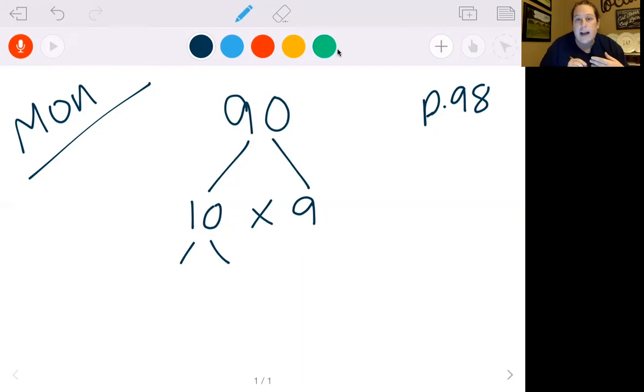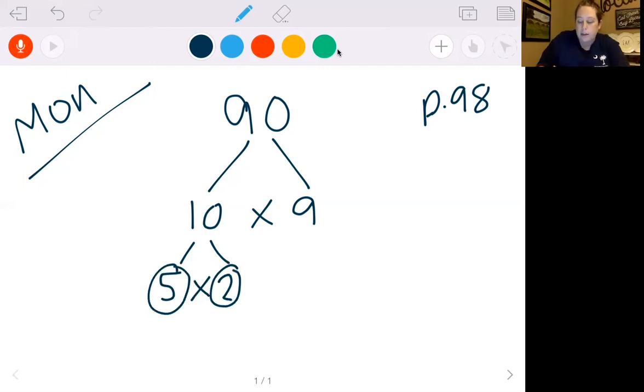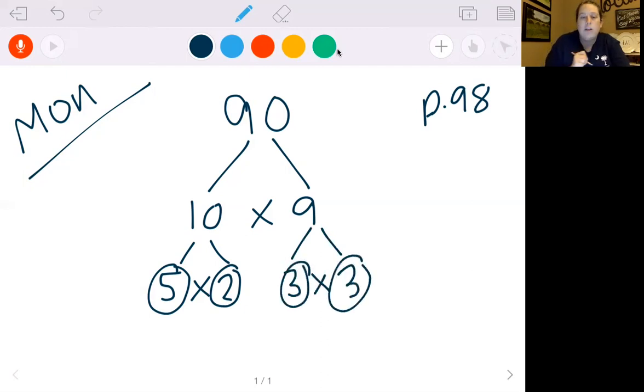When you're making your factor trees, you don't want to do 10 times 1. You're just going to be doing it over and over again. So you're going to do 5 times 2. Then I'm going to look at 5 times 2. Both of those are prime, so I'm going to circle them and be done with that one. Then I'm going to go to 9. For 9, I get to it by doing 3 times 3. 3 is also prime, so I can stop.